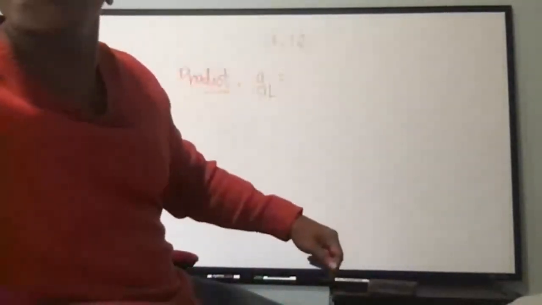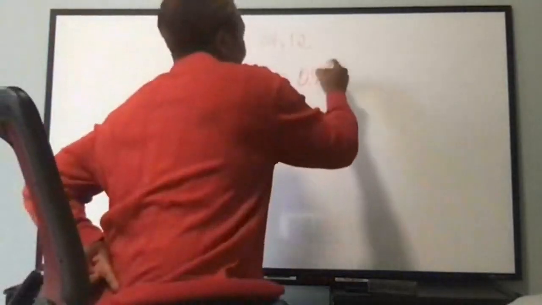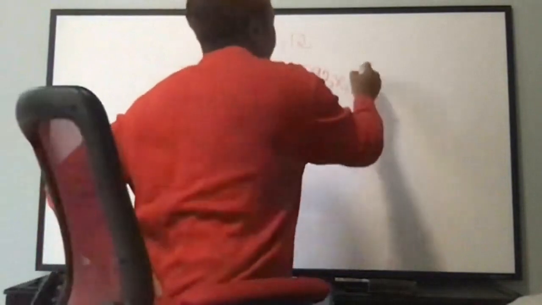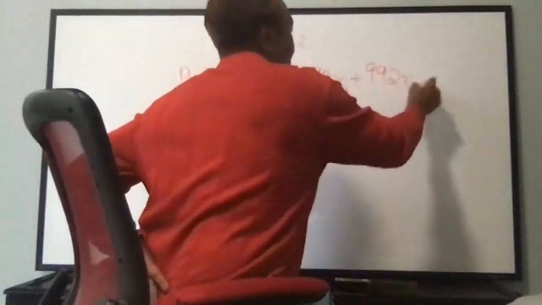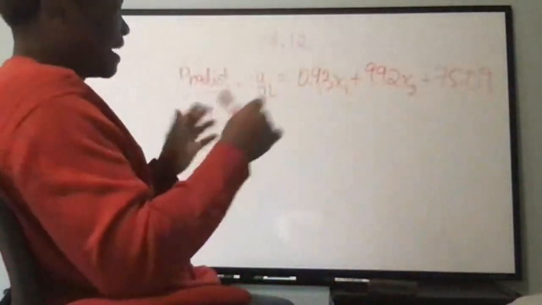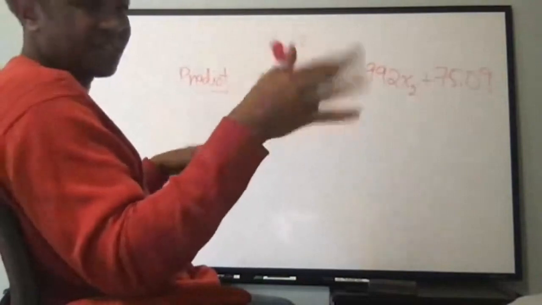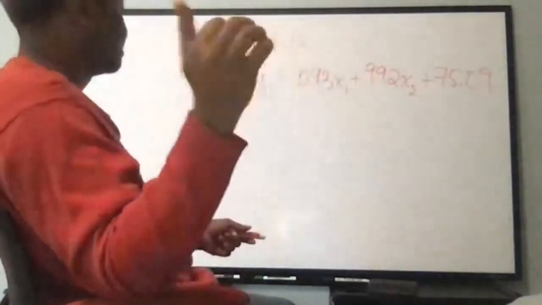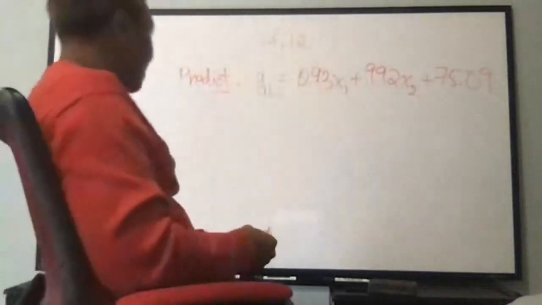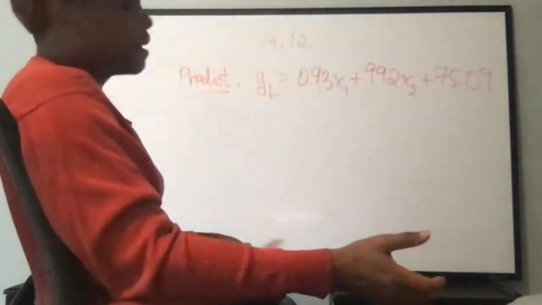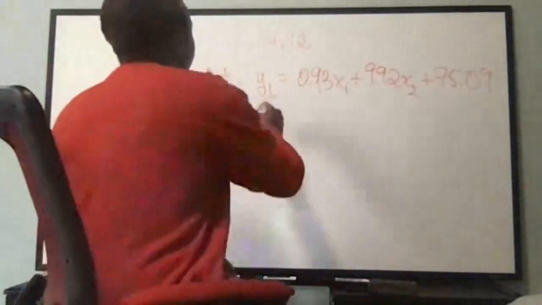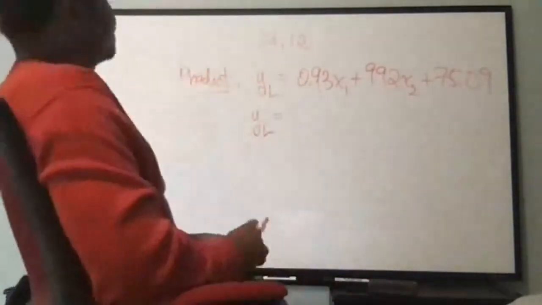Oh, Lord. What was our equation? 0.93x1 plus 9.92x2 plus 75.09. And again, I guess the good part about this is that you don't have to do this summation, that square root. Excel just gives it to you. Okay, so how would you do this? I don't know what number this is, but whatever number it is. Okay, so who answered me the last time? Can you tell me what to do here?